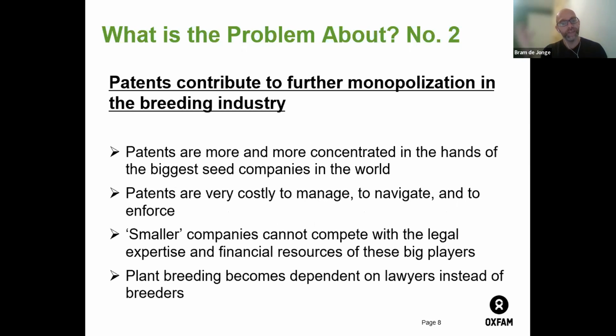This is also related to the complexity of the system, how costly it is to manage, navigate, and enforce patents, which means that smaller companies, and especially public plant breeders, cannot compete with the legal expertise and the financial resources of the big players, making plant breeding more and more dependent on lawyers instead of breeders.